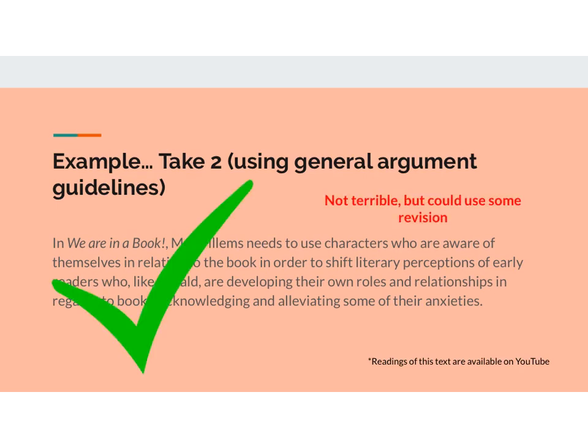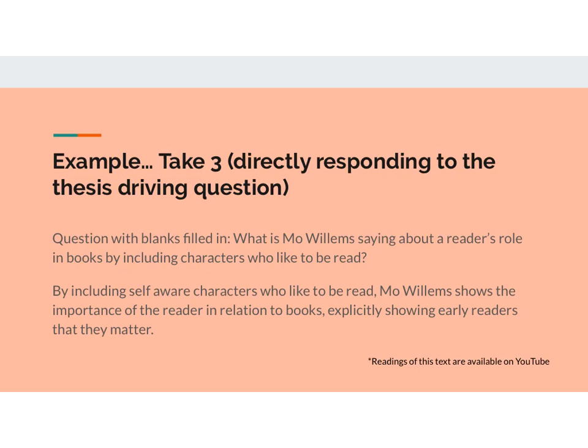This gets to quite a few of those things. It talks about the specifics. They're aware of themselves in relation to the book. We want to shift literary perceptions of early readers. And the importance is that they're developing their own roles and relationships with books, and that helps their anxiety. So it has the elements. It certainly could use some revision. Here's another one. This one takes the thesis driving question.